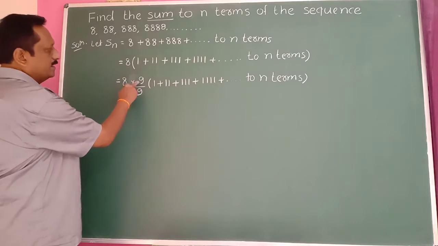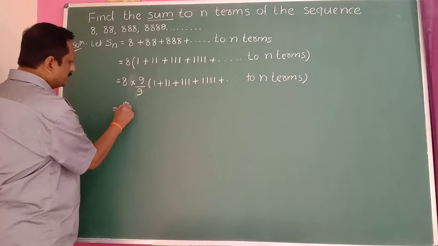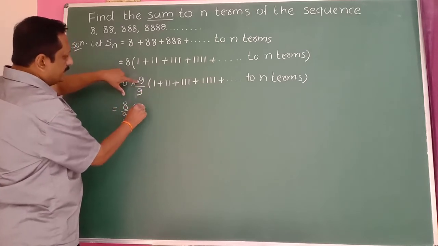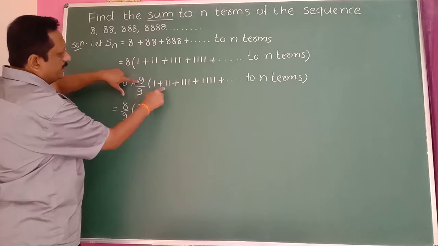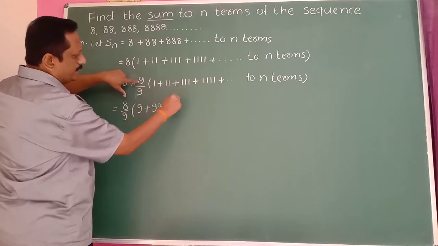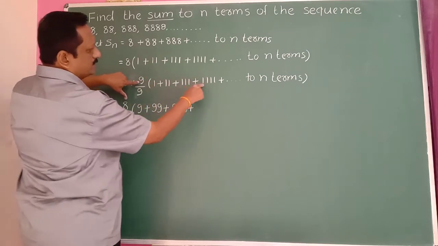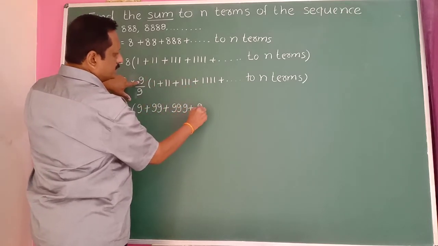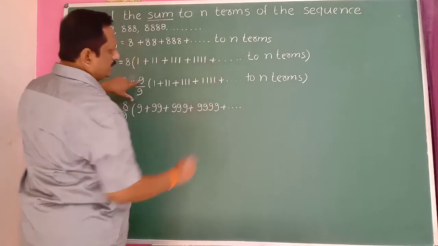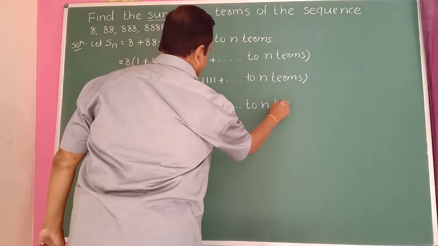Now take this 9 inside this bracket. 8 upon 9 keep outside. 8 upon 9 right outside here. 9 into 1 becomes 9. Then plus 9 into 11, 99, plus 9 into 111, 999, plus 9 into 1111, 9999, plus and so on up to n terms.